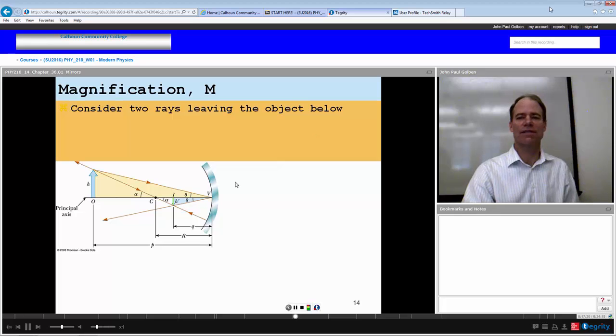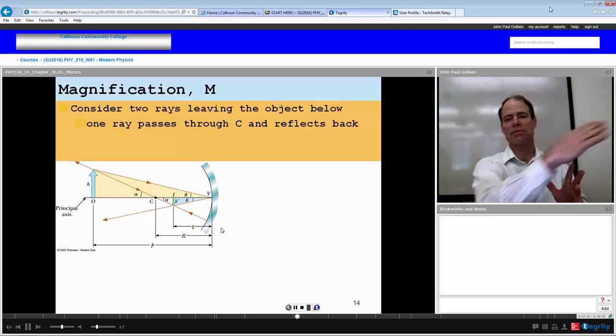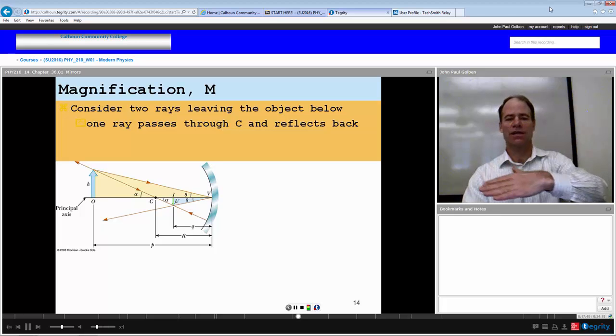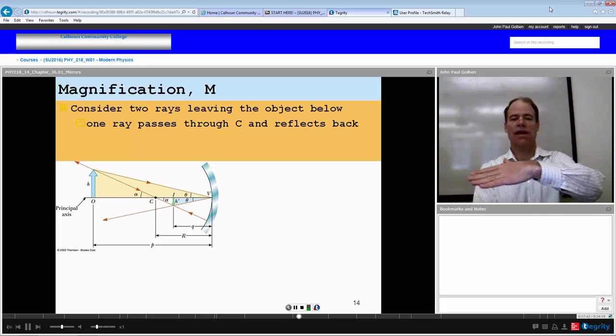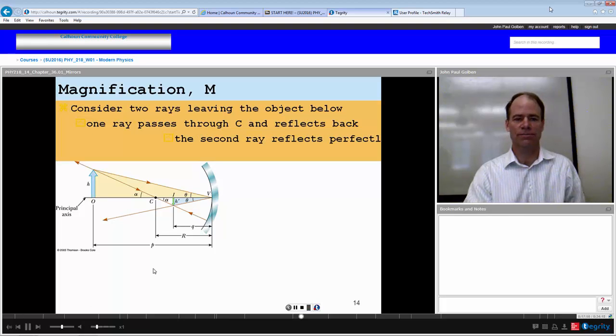Consider 2 rays leaving the object below. One ray passes through the center of curvature and bounces straight back through the center of curvature. The other one is going to the vertex, and the angle of incidence will equal the angle of reflection coming out. They are forming this image, h prime, for the arrow as we see it here, which is inverted.